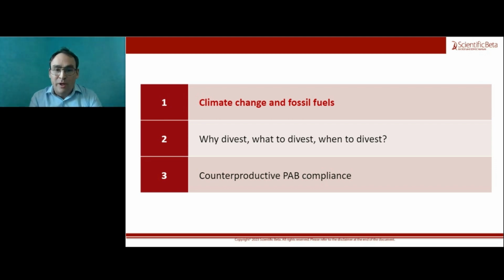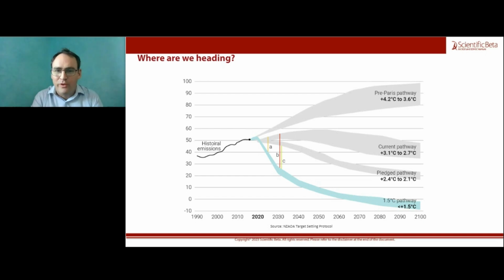And we'll show some of the counterproductive impacts of actually applying these fossil fuel constraints in portfolio construction in the last part. So we will use that as an illustration of what can happen if you do undiscerning and immediate fossil fuel divestments. So now, the first part: what is the role of fossil fuels in climate change?